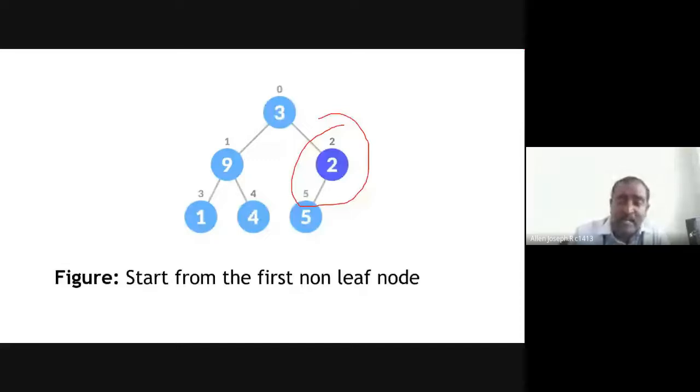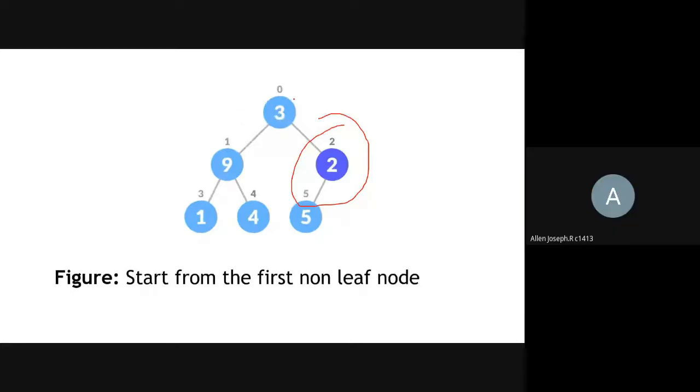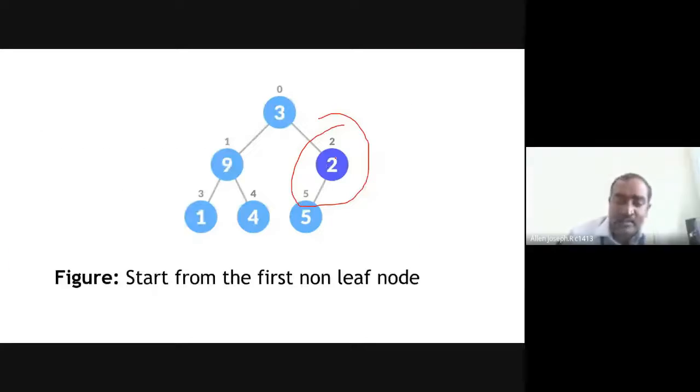So the color is changed here. See, all the others have a normal sky blue color, and this index alone has a navy blue. All right, so we have started the first one: start from the first non-leaf node. We started at the non-leaf node, and the value of the node is 2. So let's go on to the next step.